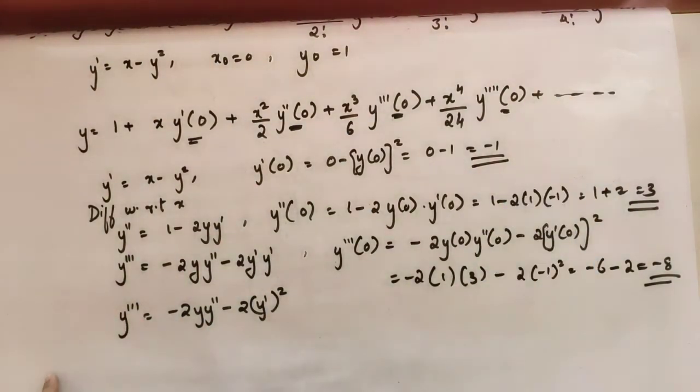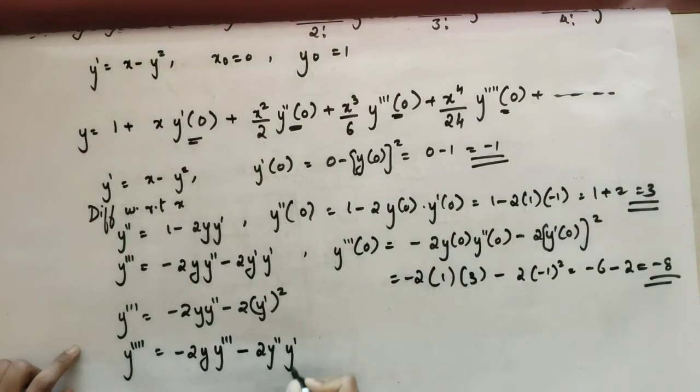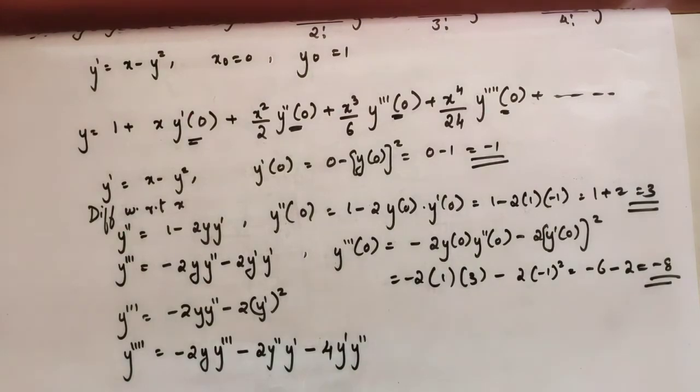Since I have to work for y fourth dash of 0, I need to again differentiate this with respect to x. So y fourth dash is equal to derivative of this. It is minus 2 y as it is, derivative of y double dash, it is y triple dash, minus 2 y double dash as it is, derivative of y, it is y dash, minus derivative of this, it is 4 times y dash, derivative of y dash square is, because already there is 2, so it is 2 times 2, it is 4 into y dash into y double dash. This is what you get. Or when you further simplify this, it is minus 2 times y y triple dash minus 6 times y double dash into y dash. This is what you get.